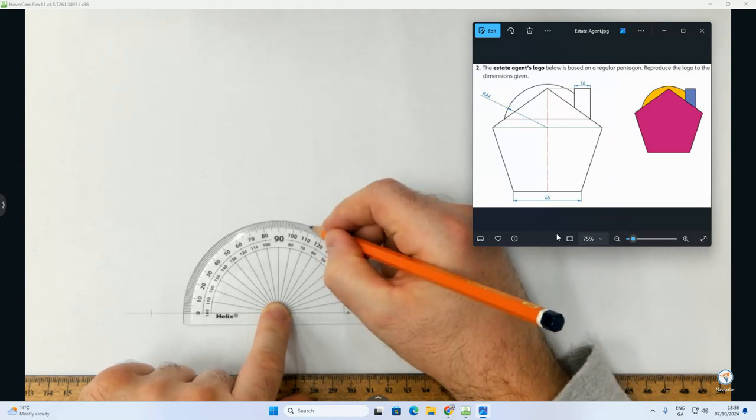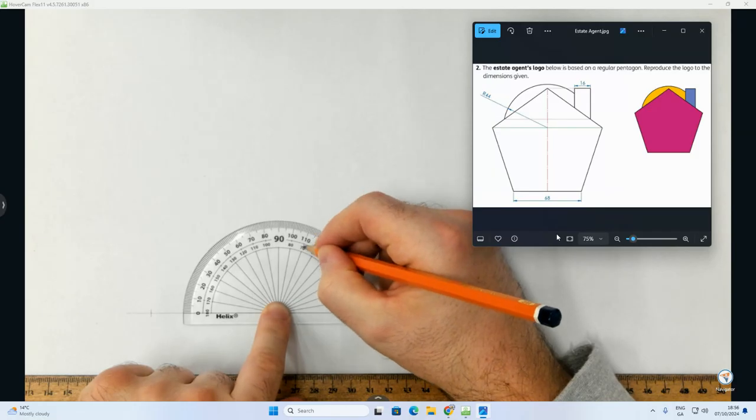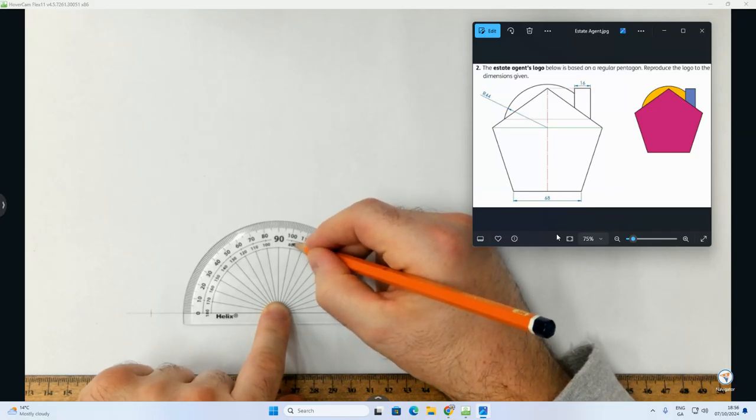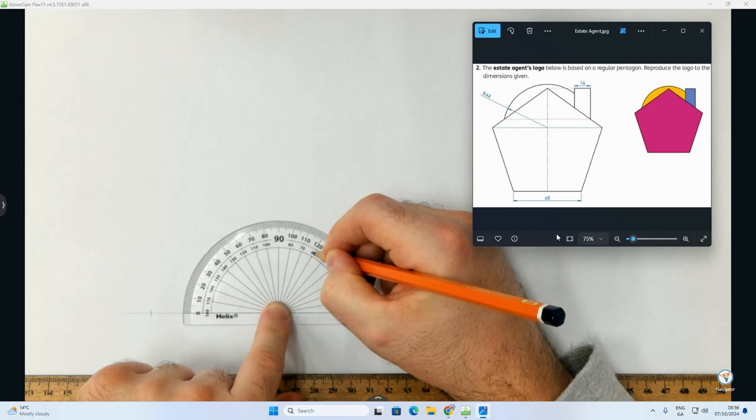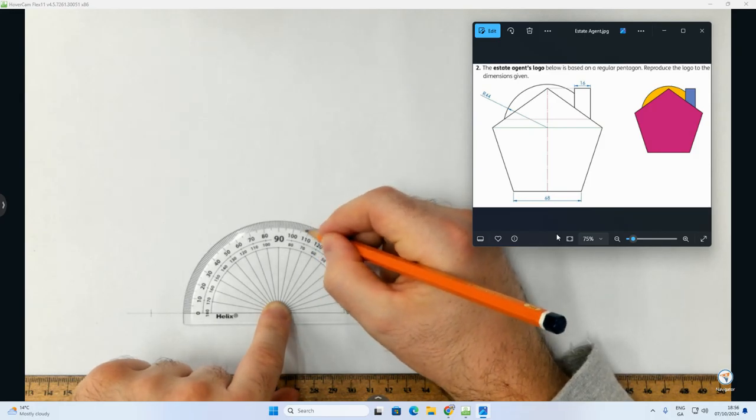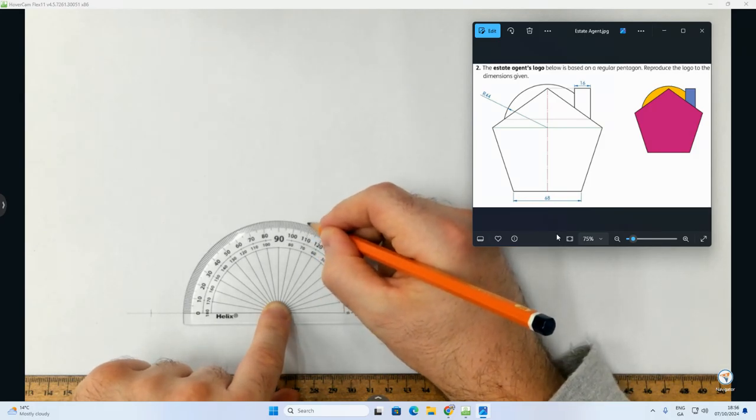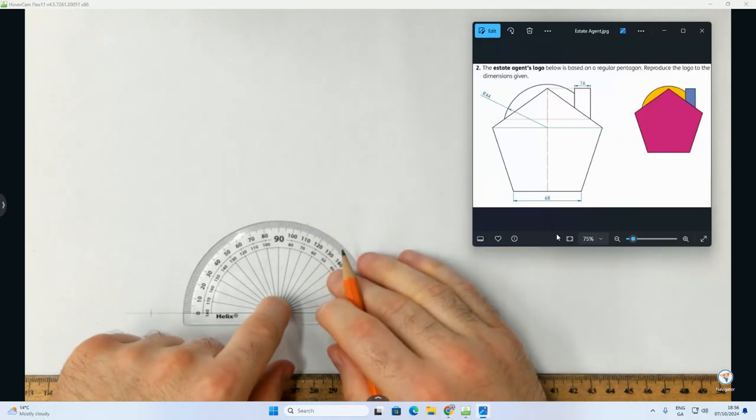Now, lots of students will make this error here. When they get out to the 70, they don't know to go right or left. But what you have to think, it's 72 degrees, so it's 70 going towards 80, not 70 going back towards 60. So 70 out here, going towards 80, 71, 72. So there's my 72 degrees on that side.